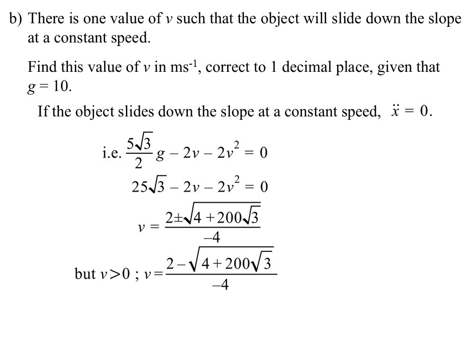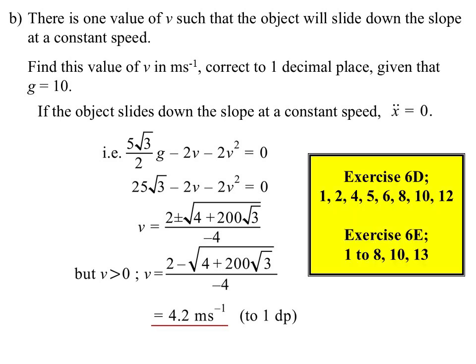Well, it's going to be the 2 minus, because notice it's over -4, and we know it's going down, and we define that to be the positive direction. So we know we want the positive answer for velocity. Subbing that all in, we get 4.2 meters per second. All right, so 6D and 6E.